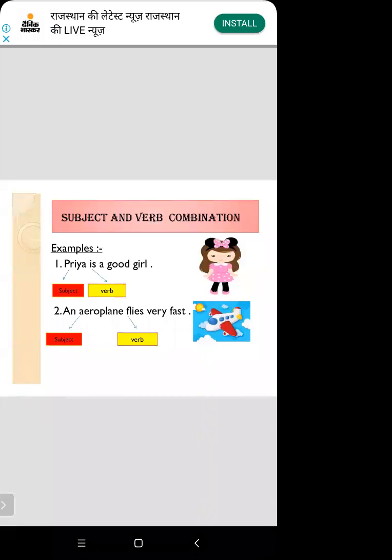Now in the first example, Priya is a good girl. So here we talk about, हम किसके बारे में बात करें in first sentence? We talk about Priya. अगर हम एक लड़की की बात कर रहे हैं, नेम Priya. Okay, this is a subject. Clear to all? Now is here as a verb.